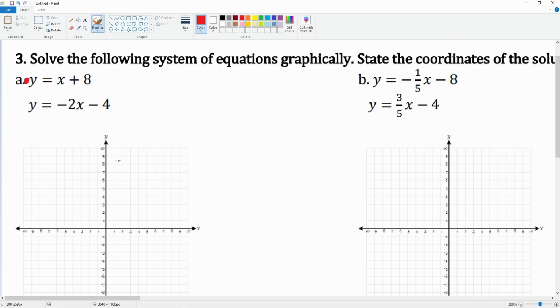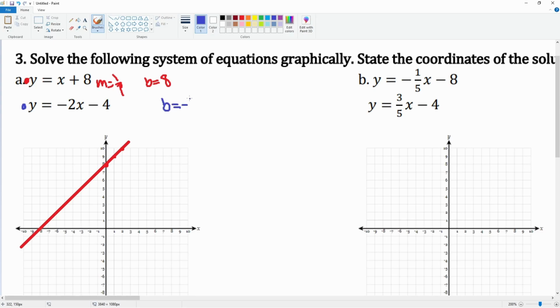I note that the y-intercept is 8, so I start here at 8. Then the slope here is 1/1, so that means I go 1 up and 1 to the right. At this point, I can now connect it with a straight line. Then next, I can graph my other one, which is going to be in blue.